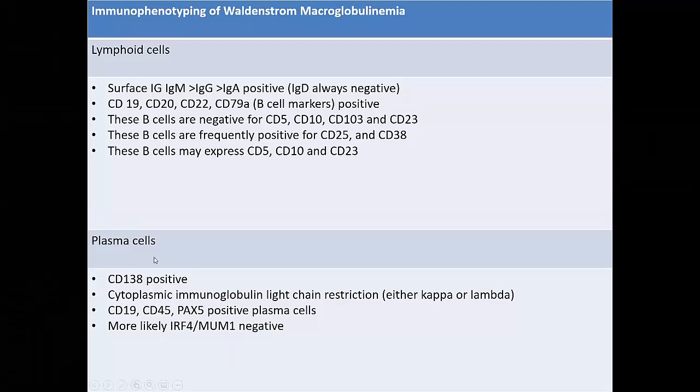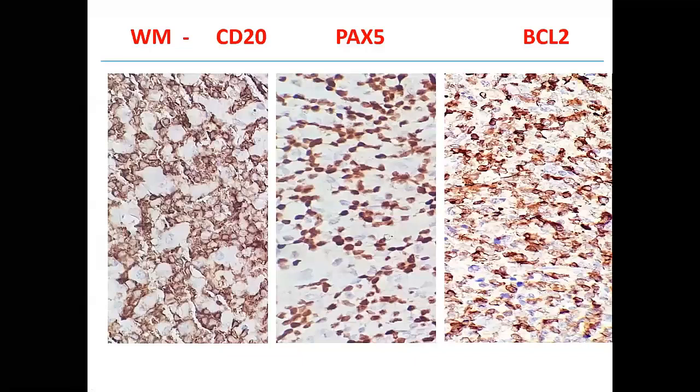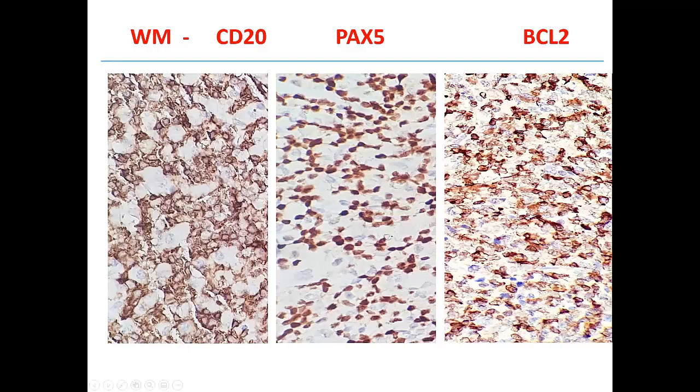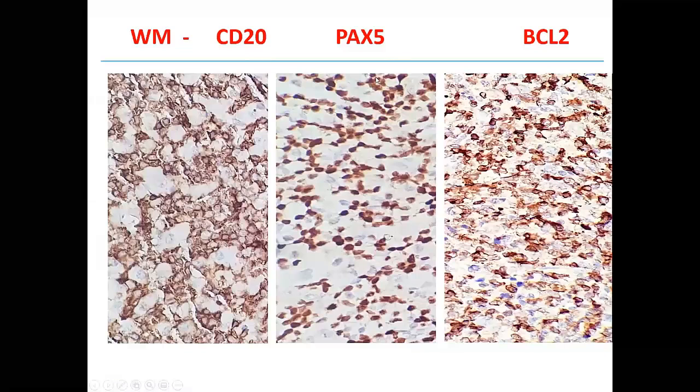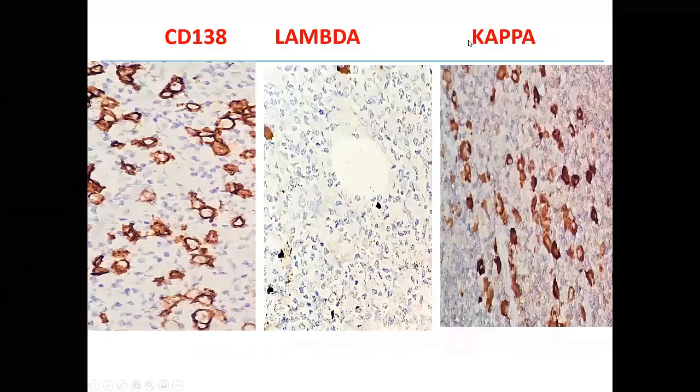What about the intermingled plasma cells? They are of course CD138 positive, but not only that, they also express one B cell marker, that is CD19. So CD138 positive, CD19 positive, and of course PAX5 positive. So these are the lymphoid cells and plasma cells. In these cases, we can demonstrate this either by immunohistochemistry like here, or we can do a flow cytometric analysis of the bone marrow aspirate. On immunohistochemistry, these cells are CD20 positive, since these are B cells, PAX5 positive, and BCL2 also positive.